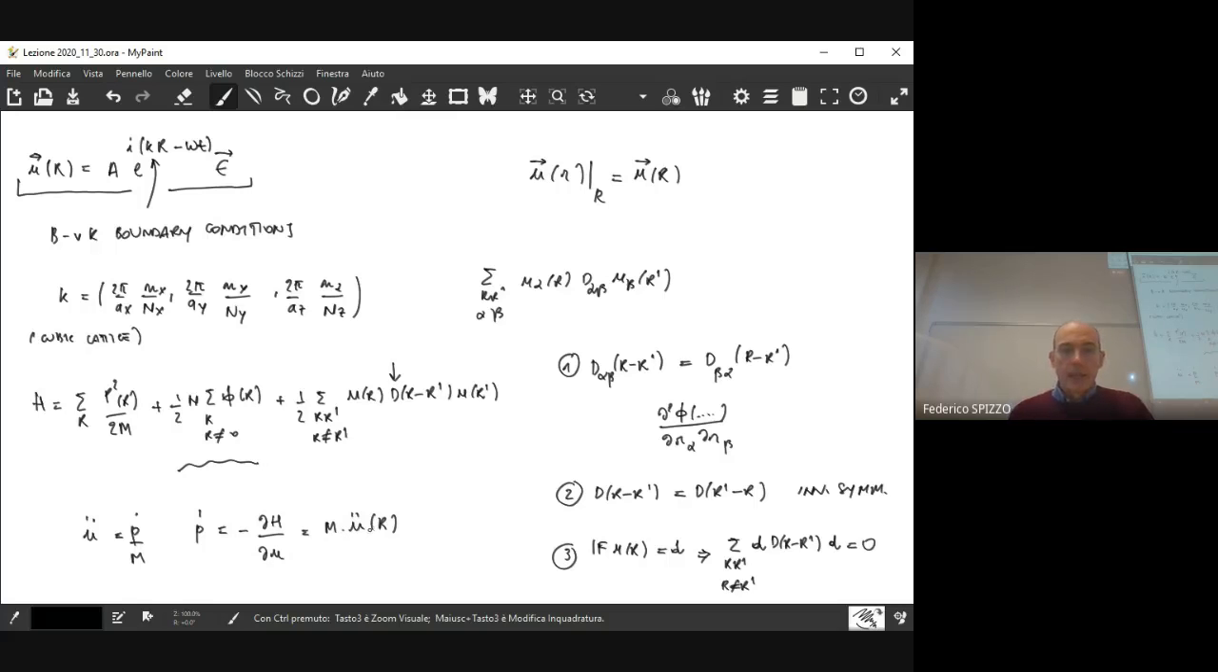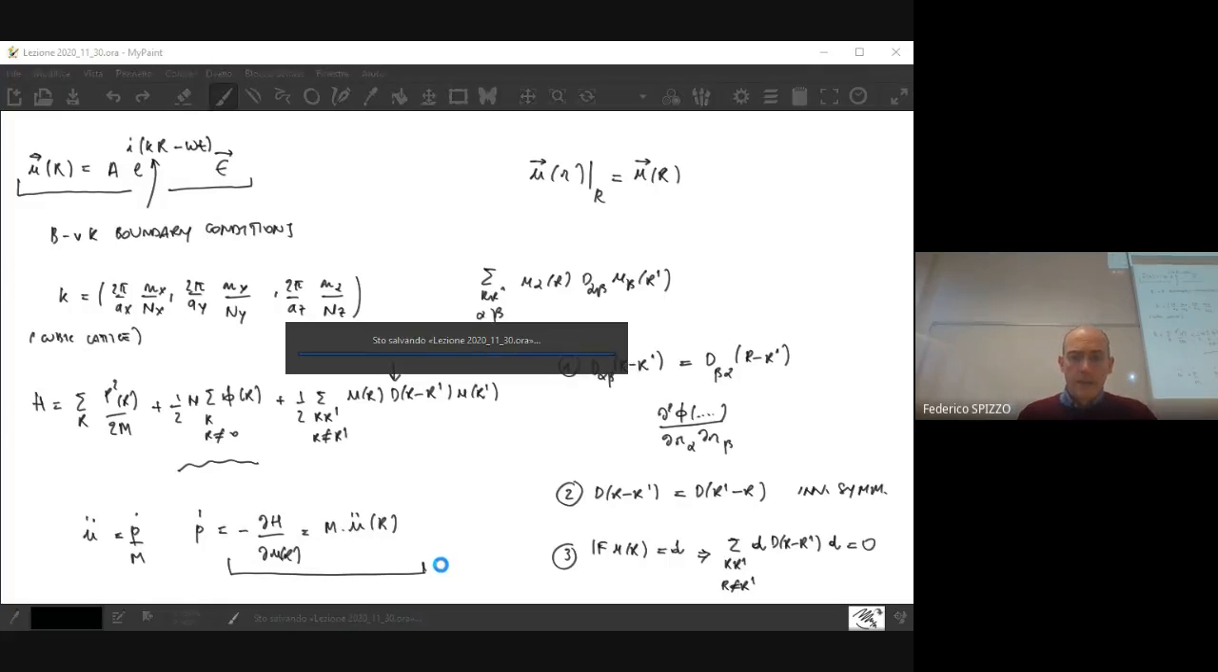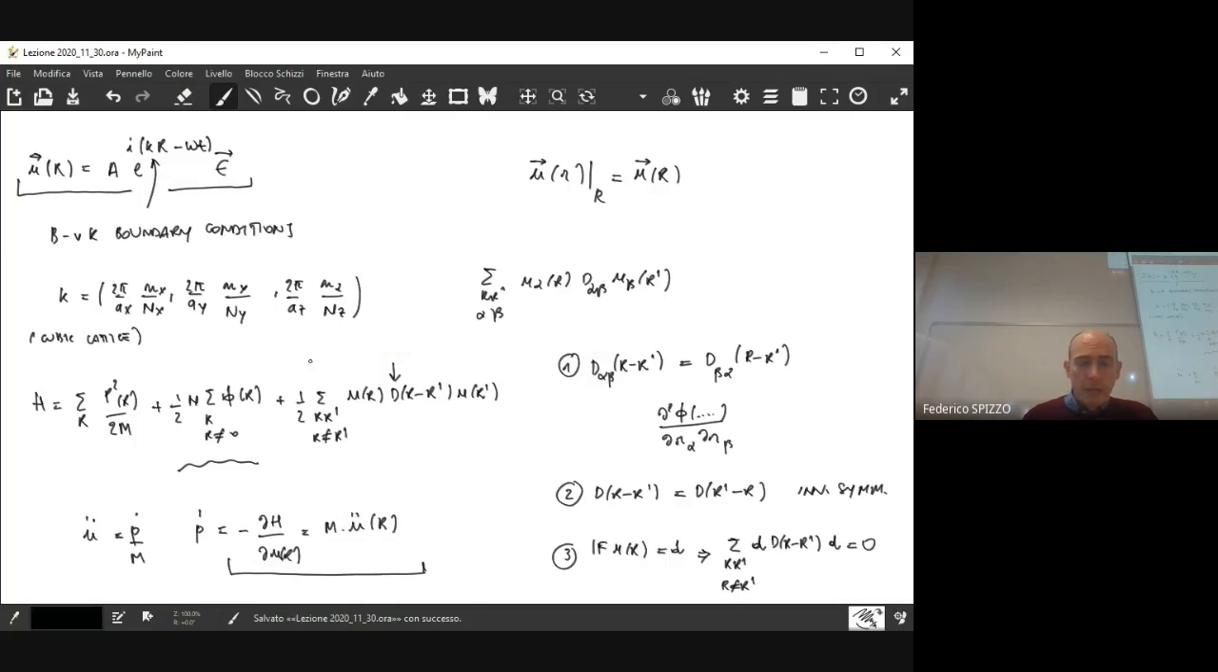So in this case, we have that the second derivative of U of R times the mass of the ion is equal to minus the derivative of the Hamiltonian with respect to U of R. So let's just write down this equation. Just one comment, as I will apply that later. Here we have 1/2. Then we have the summation over R and R prime of U of R, the D matrix, and U of R prime.